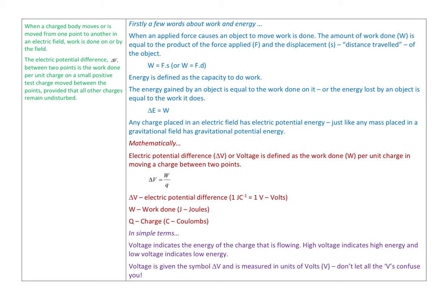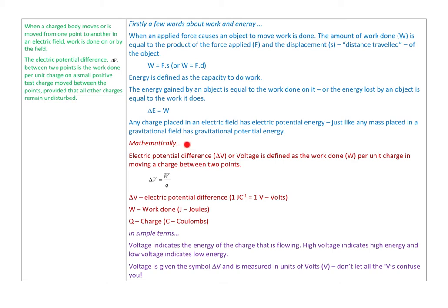So we can think a little bit of voltage being like gravitational potential energy. You may have heard me talk about the analogy to a waterfall. Voltage in an electric circuit is a bit like talking about the height of a waterfall. The higher a waterfall is, the more energy the water will have when it reaches the bottom as it flows over that waterfall. The higher the gravitational potential energy, it's a bit like the higher the electric potential energy.